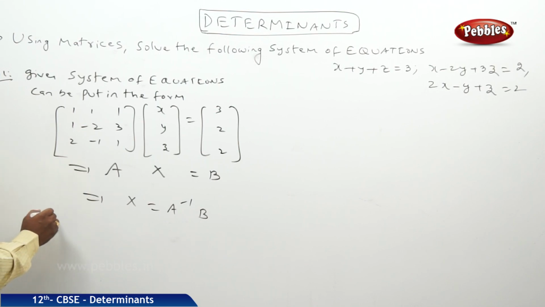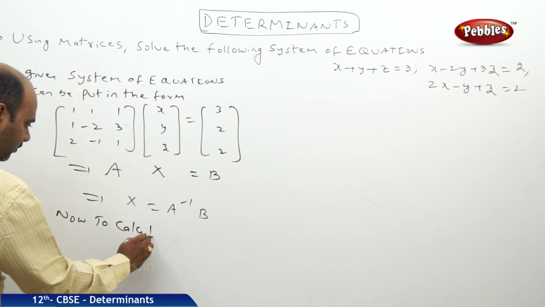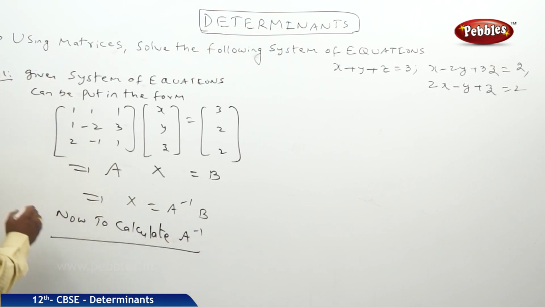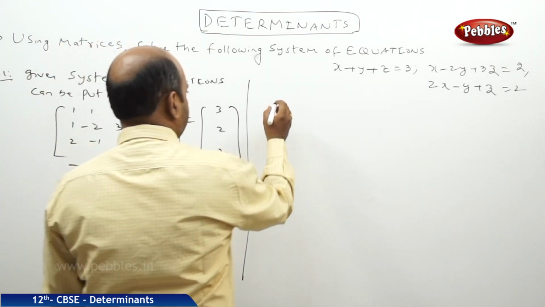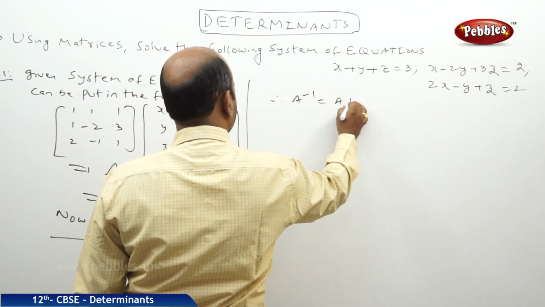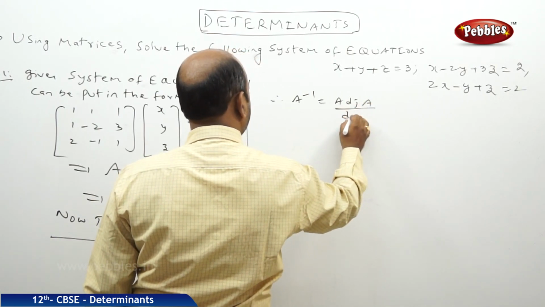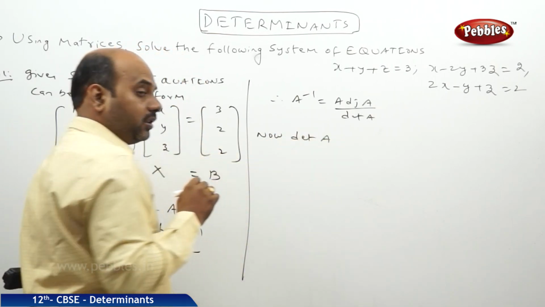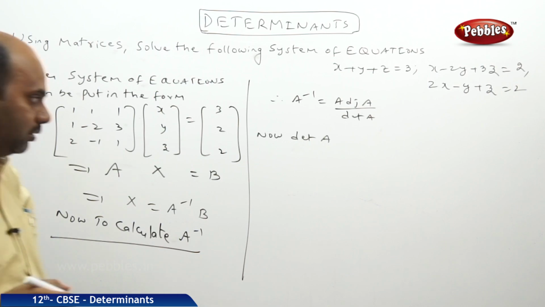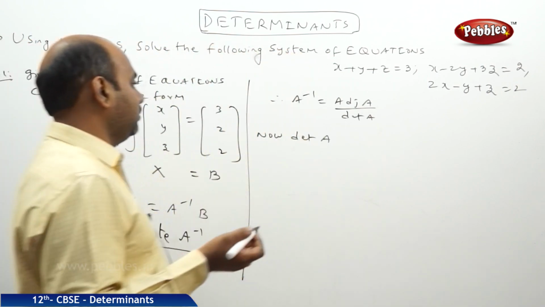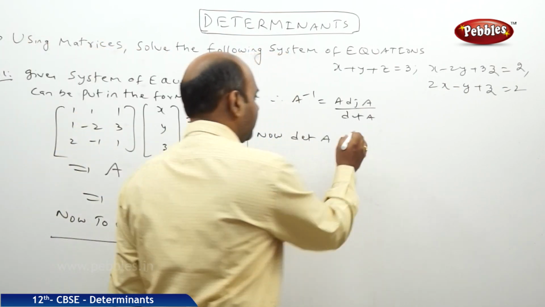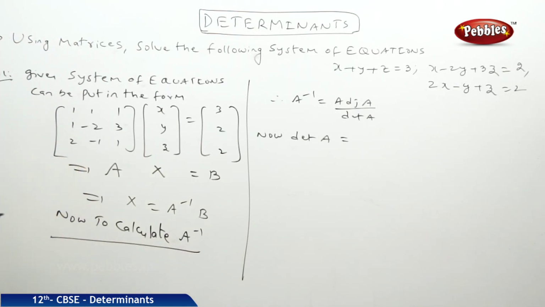Now what we will be doing? Now to calculate A inverse, A inverse is equal to adjoint A divided by det A. Now we will be finding out det A, because det A should not be equal to 0. If it is equal to 0, I think there might be an infinite number of solutions, or there might be no solution. That we shall see in a later class.